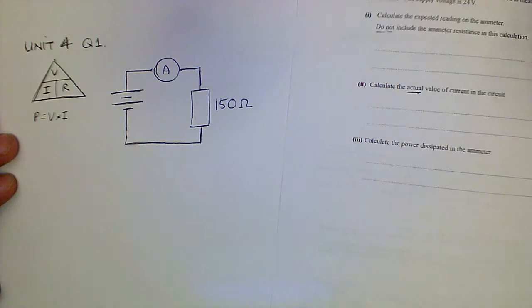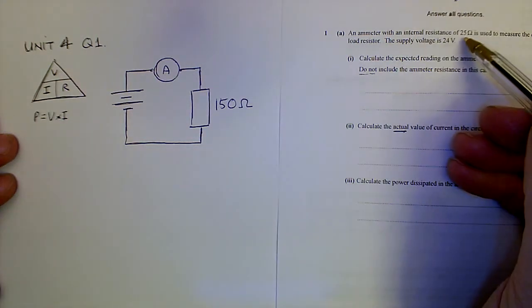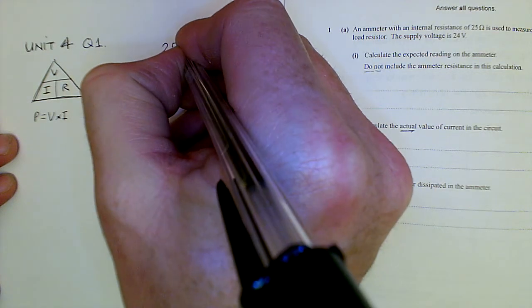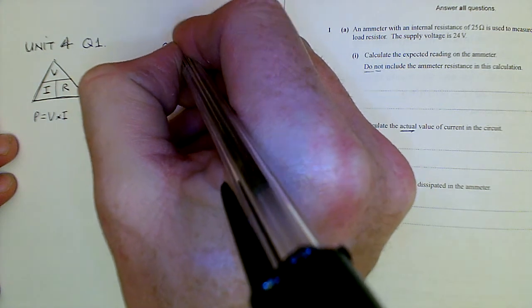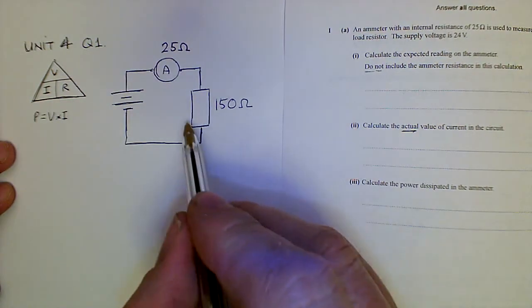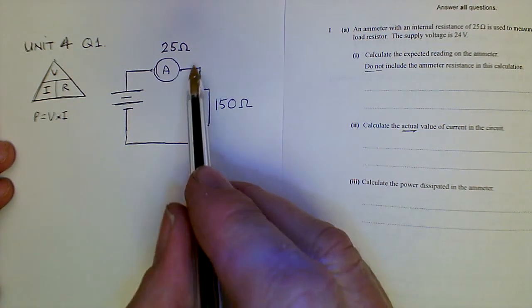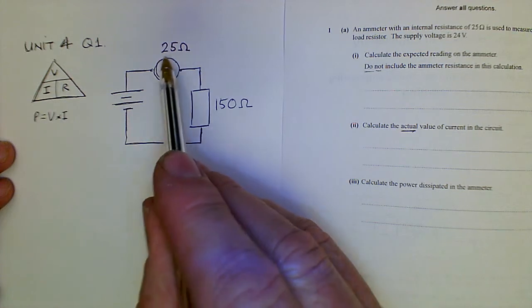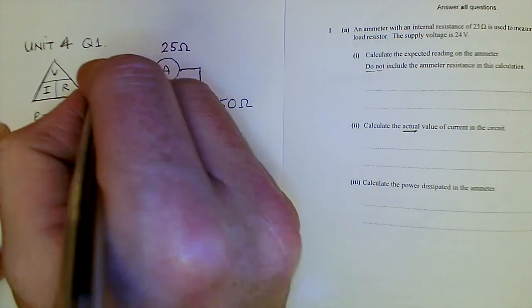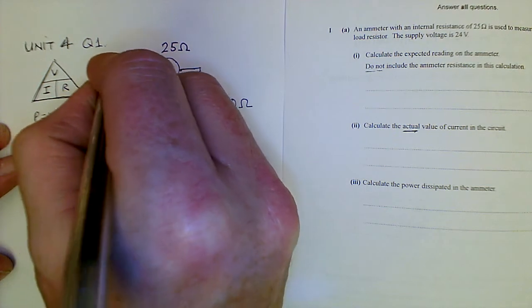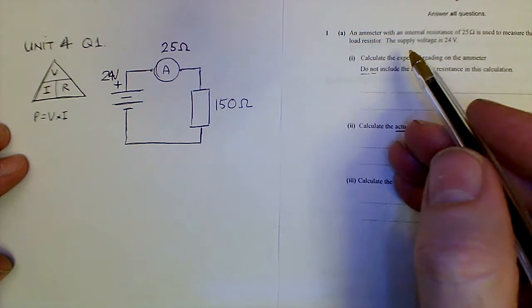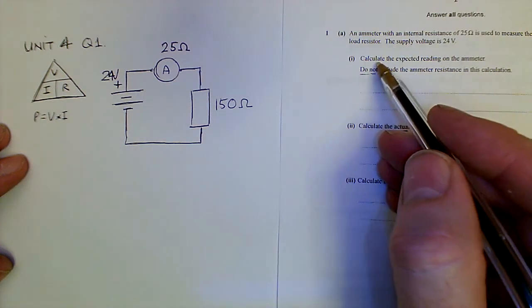And they said the internal resistance is 25 ohms. So every component in an electronic circuit, an electrical circuit, will have some form of resistance. Sometimes it's explicit and we use it for calculations, and sometimes it's implicit and we sometimes ignore that depending on how accurate we're going to be. Okay, so we know this is 24 volts. Let's call that 24 volts, and let's have a look at what it's asking us to do.